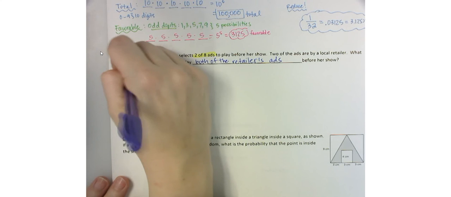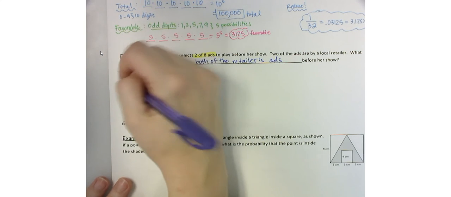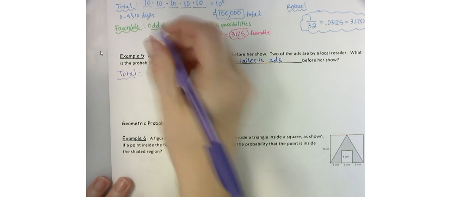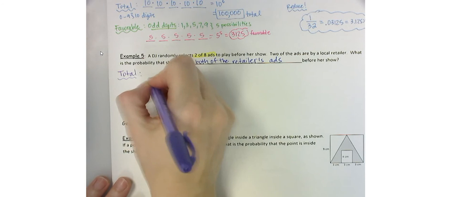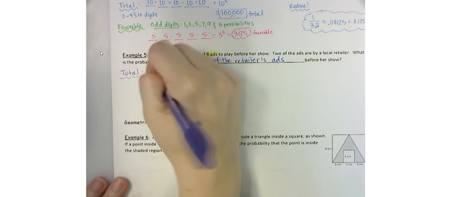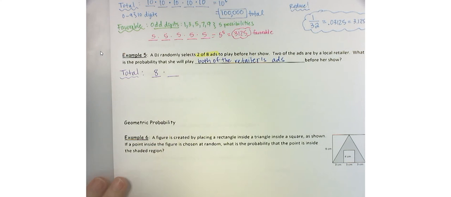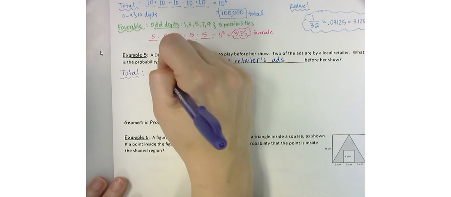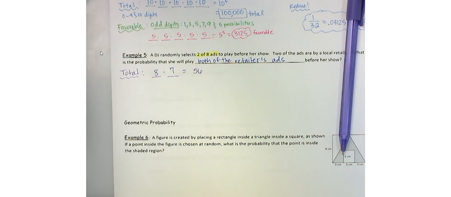Using what we learned yesterday, we could also think of this as a sequence. When you have a sequence, the order that you're playing in matters. So you could also do, out of 8 ads, you're choosing 2, you could use a permutation. And if you did the 8 permutation 2, again, you would get 56. So the total is 56 ways that she can play 2 ads out of the 8 that she has.